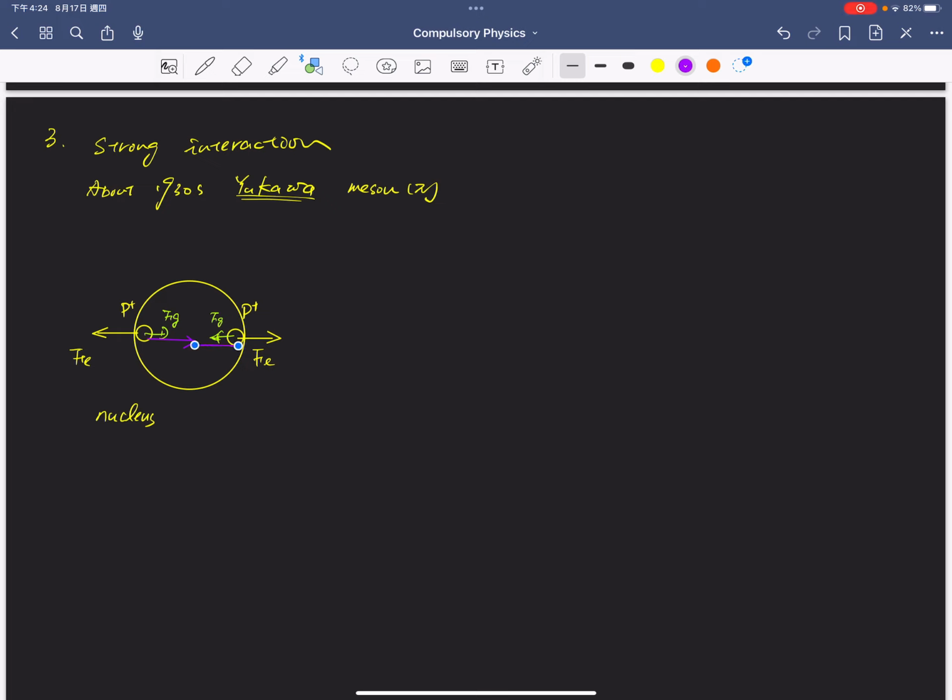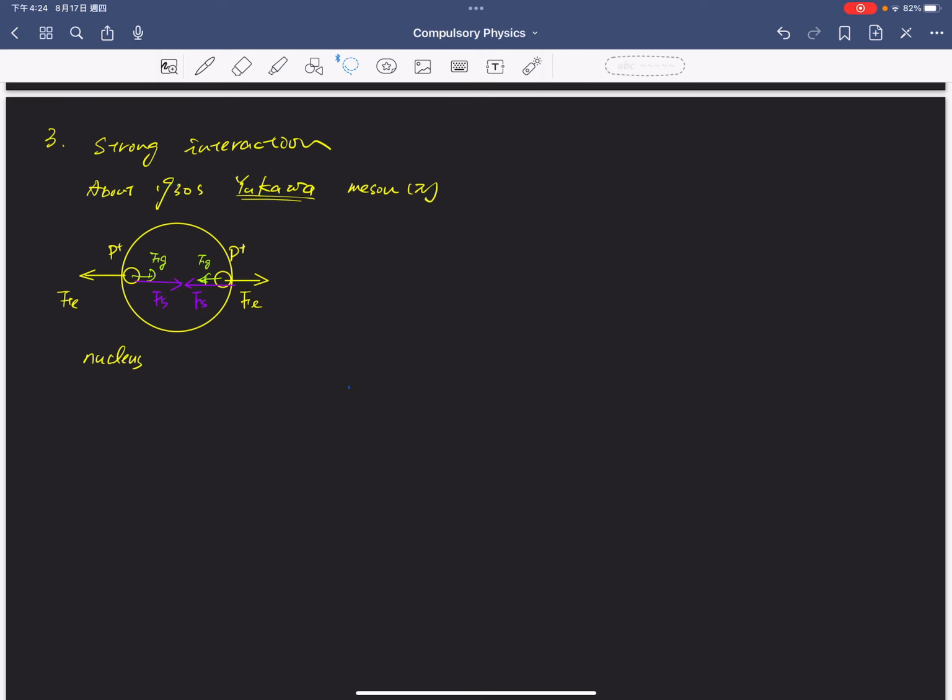So I think that's cool, right? So here this is the strong interaction. The strong interaction is actually larger than the electromagnetic force and also larger than the gravitational force. We also find that the strong interaction has these properties.